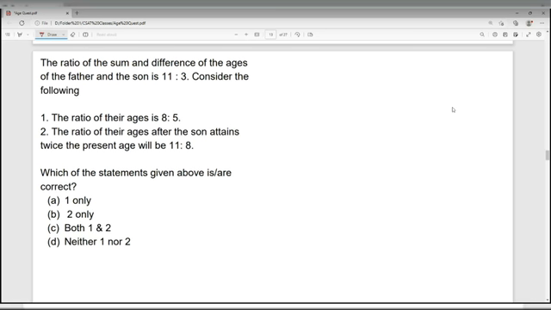So what we can do is, currently in this statement they are only asking about the time when the son becomes twice the age. But for the first statement, you can consider the present time itself. So let the present ages be f for the father and s for the son. The ratio of the sum and the difference of the ages of the father and the son is 11 by 3. So (f plus s) by (f minus s) is equal to 11 by 3.